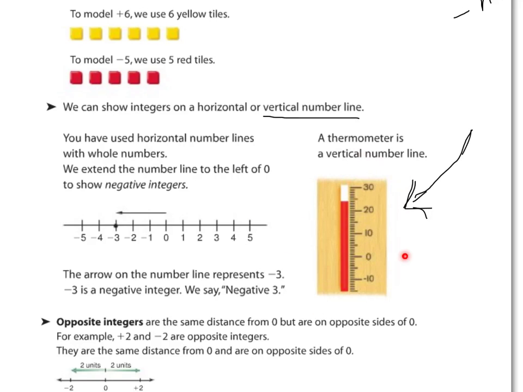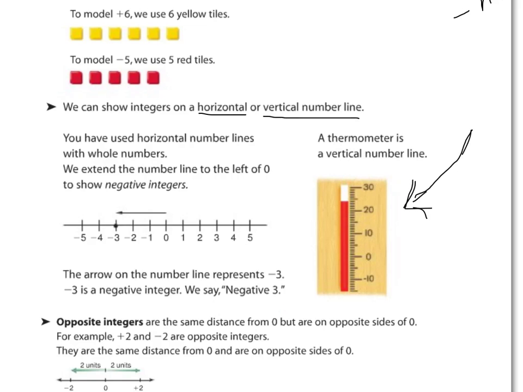So you're familiar with a thermometer, which is a vertical number line. You could also take that and make it a horizontal number line where it's running from side to side. Either one works. And it can be very helpful when you're looking at integers to look at a thermometer or look at a number line. Okay, so the arrow on the number line represents negative 3. We would say negative 3.